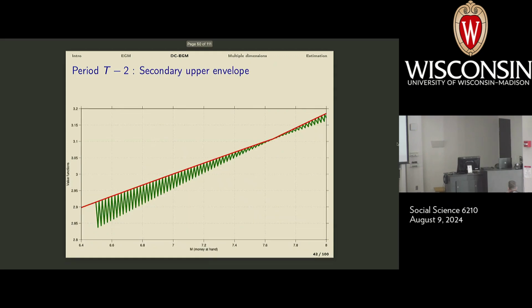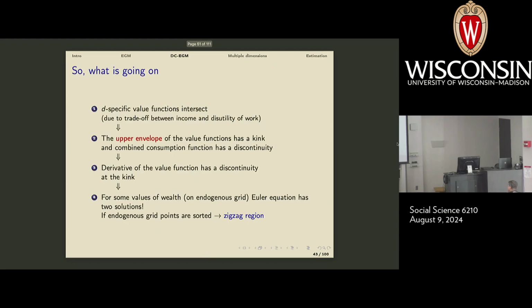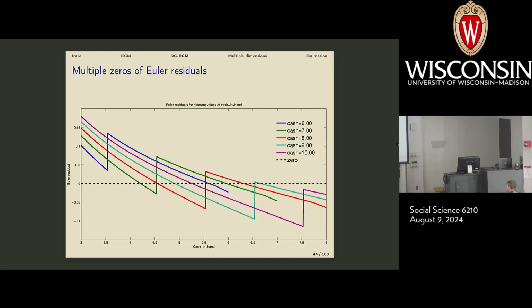And it was very mysterious until we realized that if you also look at the Euler equation that produces these points, this is the residual of the Euler equation. And again, the vertical lines shouldn't be here. It just turns out that for the same range of wealth, the Euler equation has two solutions. It has two solutions because it's tracing out two local optima in this non-convex optimization problem.